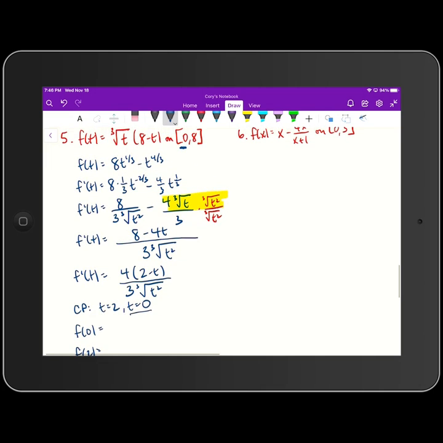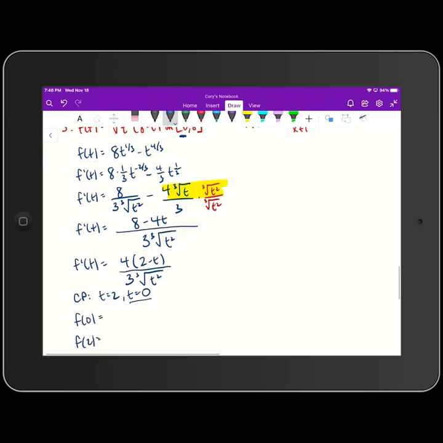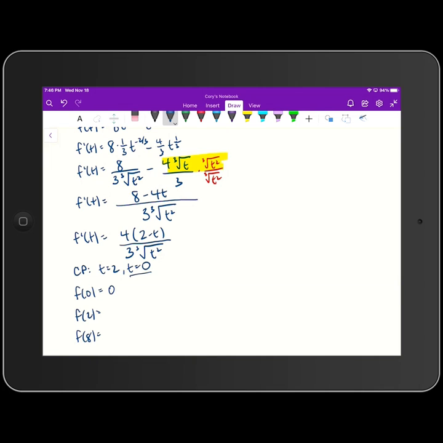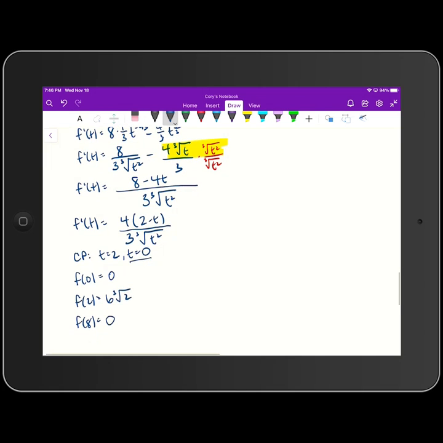So when we plug 0 into the function, we get 0 as an output. When we plug 2 into the function, it's going to give us 6 times the cube root of 2. And when we plug 8 into the function, it gives us 0 as an output. Okay, so 6 times the cube root of 2, that's the biggest value, that is the absolute max. And 0 is the smallest value, it is the absolute min. It just so happens that our graph has 2 absolute mins. It has one at the point (0, 0), and also has one at the point (8, 0).